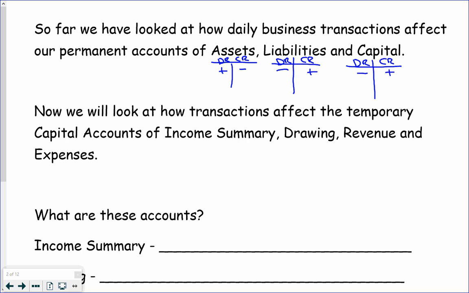So they both have debit on the left and credit on the right, but for assets, the debit is the plus, and for liabilities and capital, credit is the plus. Okay? And then finally, capital is the money that the owner personally invests in the company.